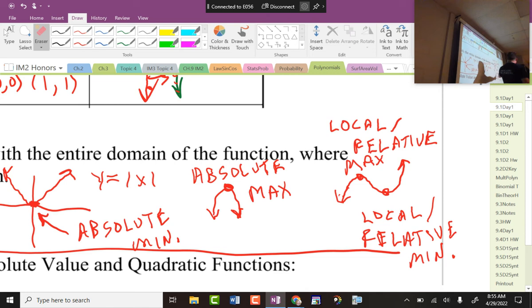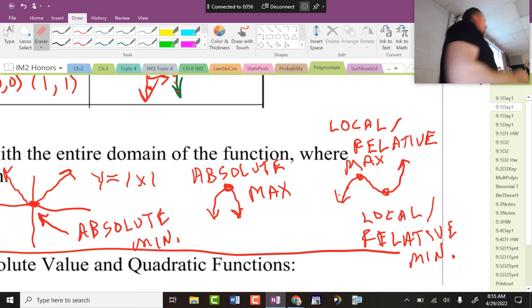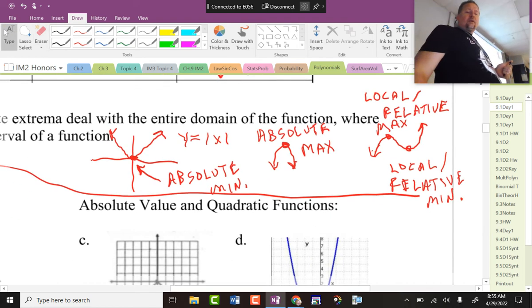And then this is the relative or local minimum because it's not the absolute minimum. The minimum actually goes off to negative infinity, so that's not the lowest y coordinate. There should be no problem with that terminology. It makes sense. So on and so forth.